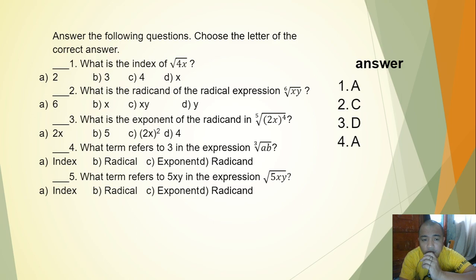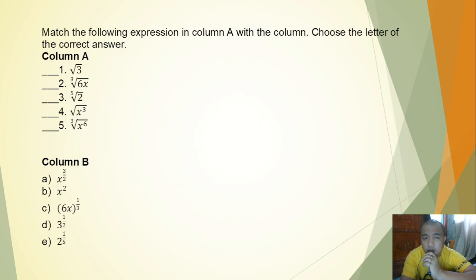Number 4, what term refers to 3 in the expression cube root of AB? Of course, it's called the index. And number 5, what term refers to 5xy in the expression square root of 5xy? The answer is D, radicand. Okay, those are the parts of radical expressions.